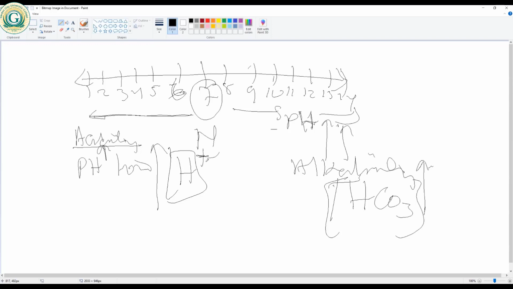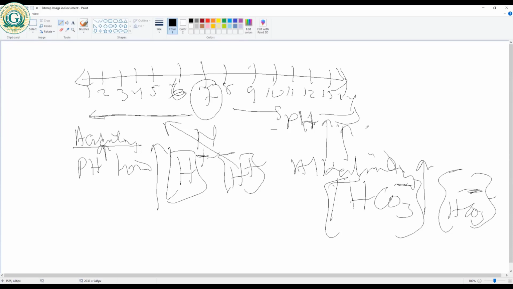Yes, sir. These are basic biochemistry that we did, and we need to revise them to understand what we are going to do. So once you have high concentrations of hydrogen ions, you are in acidic medium. And once you have high concentration of bicarbonate ions, then you are in an alkaline medium. So we are going to play with these ions.